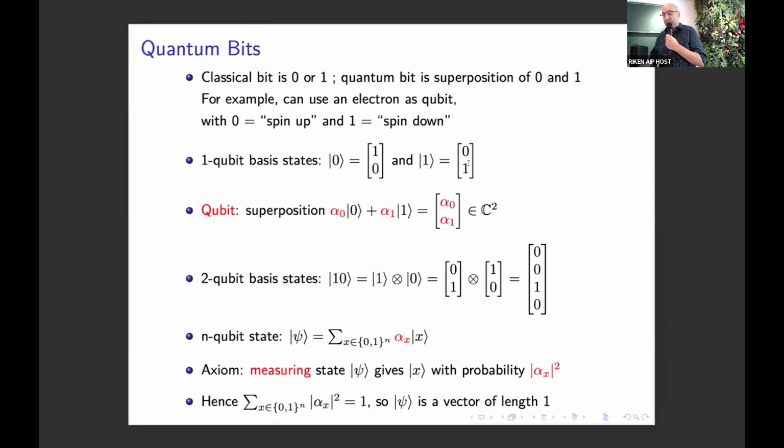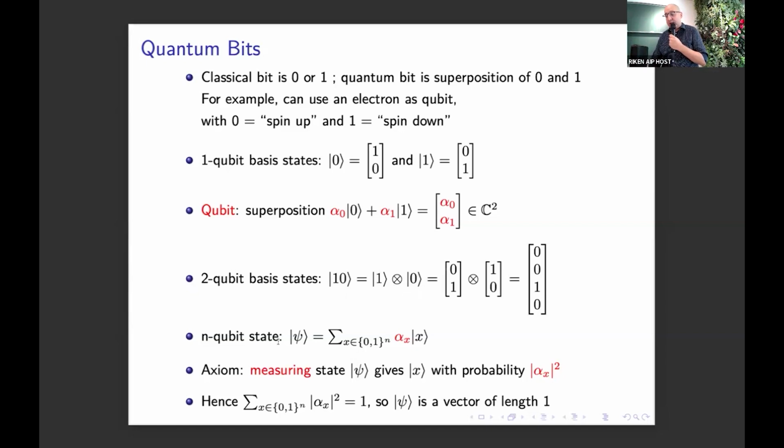How can we formalize the quantum superposition? A qubit in superposition is a vector in C2 that can be written as alpha 0 qubit 0 plus alpha 1 qubit 1. Here we are saying that we have a superposition at the same time of qubit 0 and qubit 1. This is for one qubit. After that, we can construct two-qubit basis states, and the operation we use is the tensor product. For example, the qubit state 1, 0 in the two-qubit case is the tensor product between the qubit 1 and the qubit 0, okay, and so on.